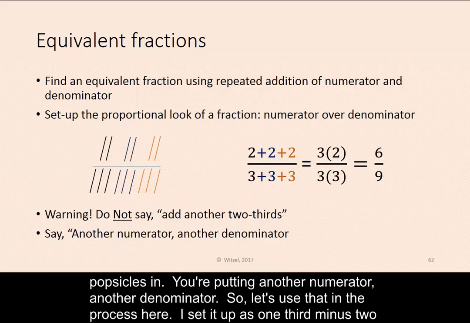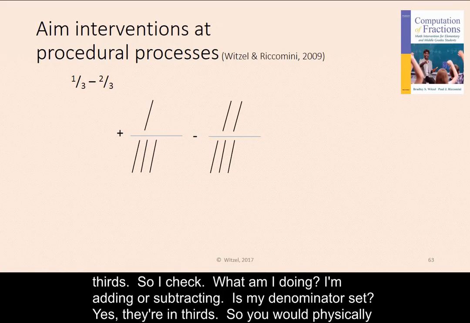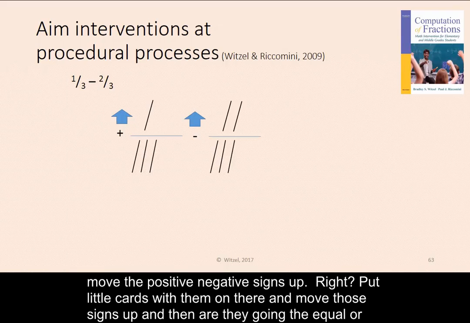So let's use that in the process here. I set it up as 1/3 minus 2/3. So I check, what am I doing? I'm adding or subtracting. Is my denominator set? Yes, they're in thirds. So you would physically move the positive and negative signs up, right? Put little cards with them on there and move those signs up. And then, are they going the equal or opposite direction on a number line? Opposite. So you take one away from each. And what am I left with? You got it.